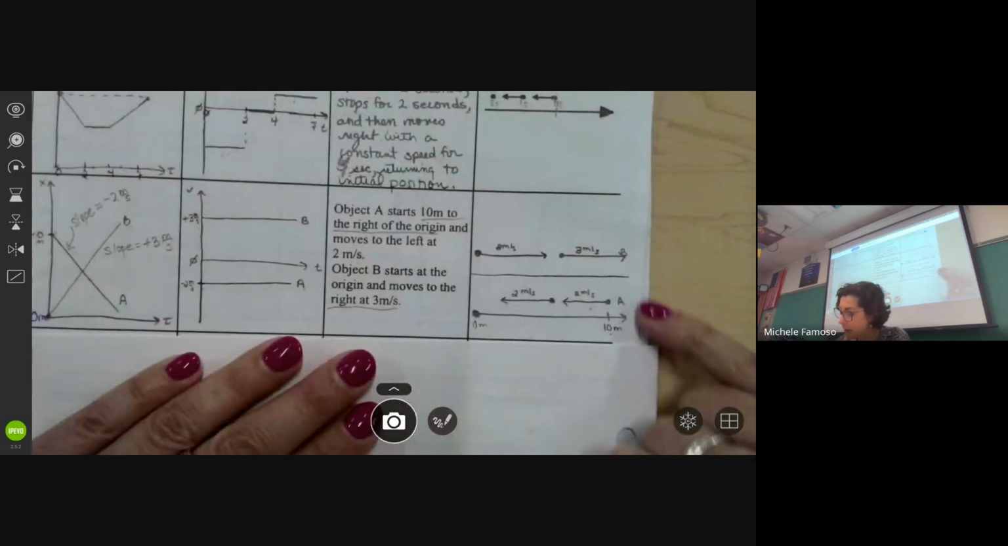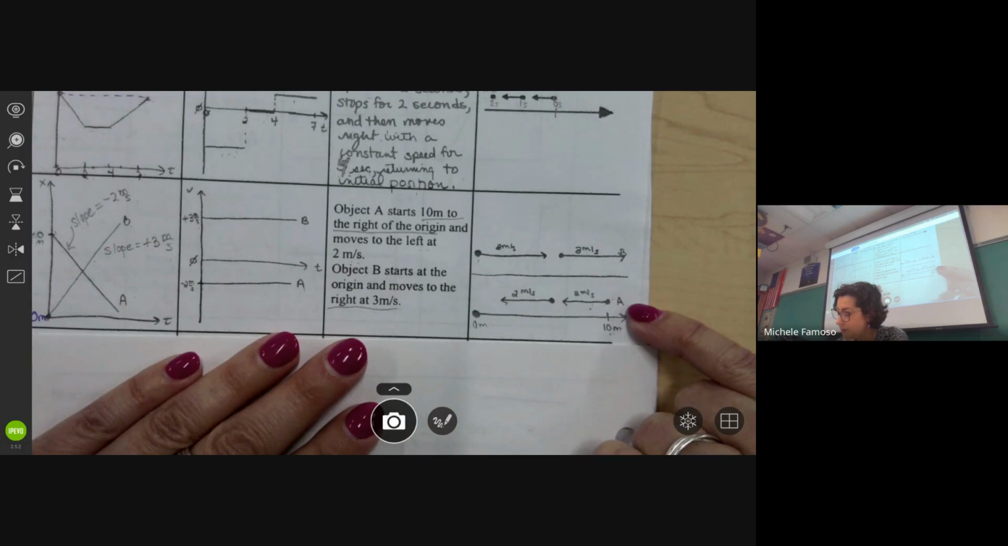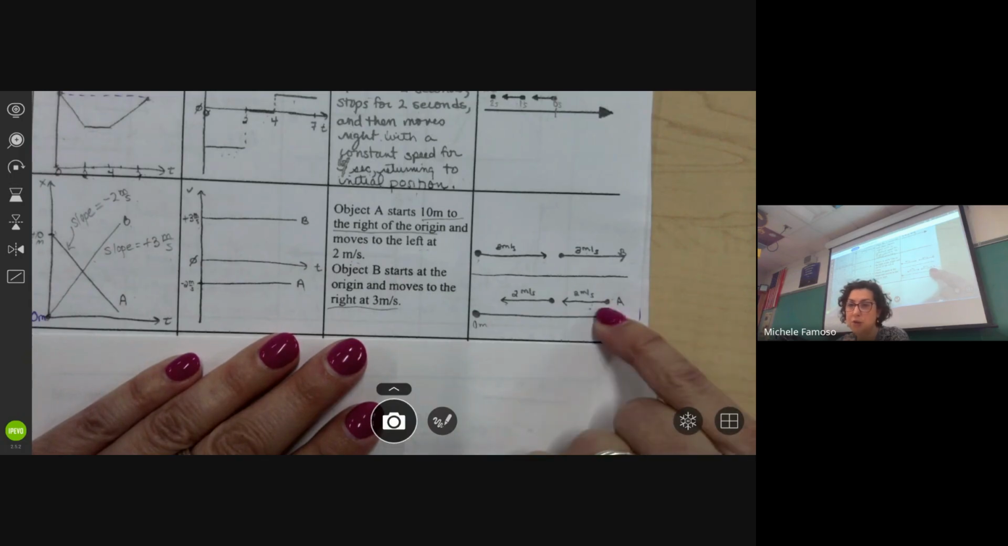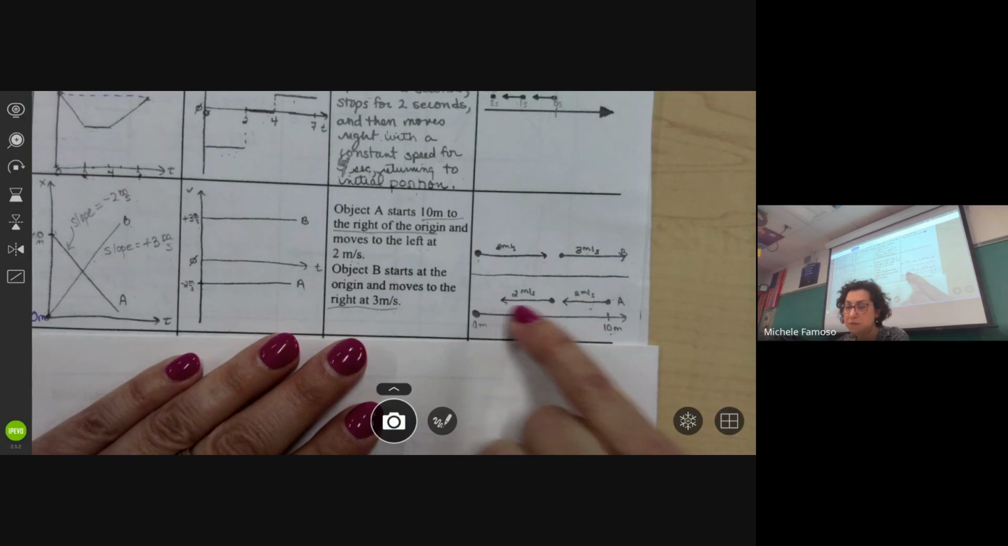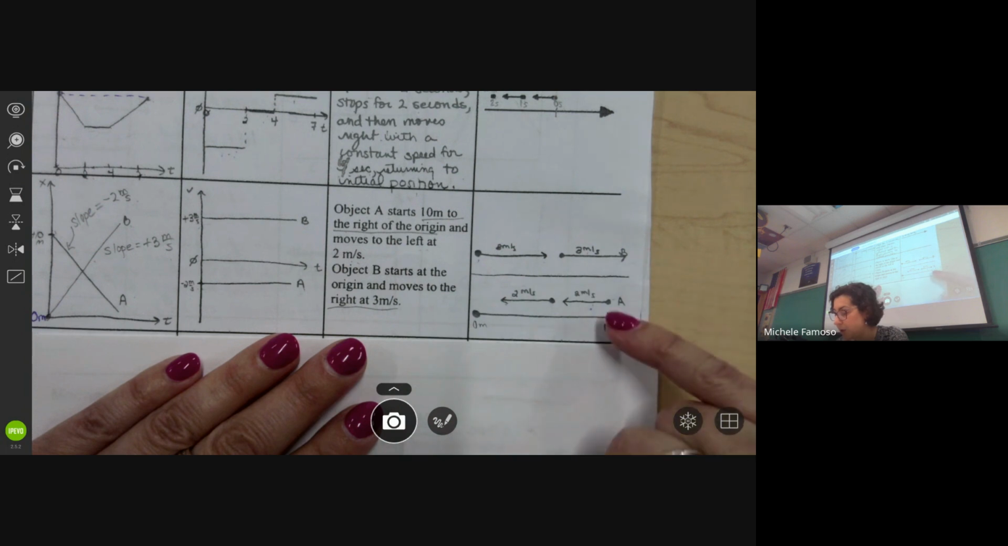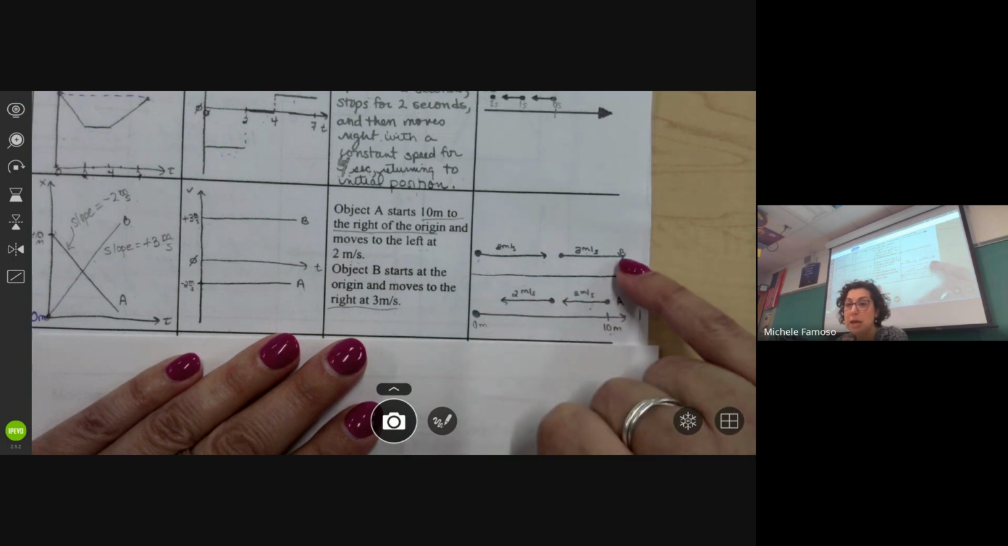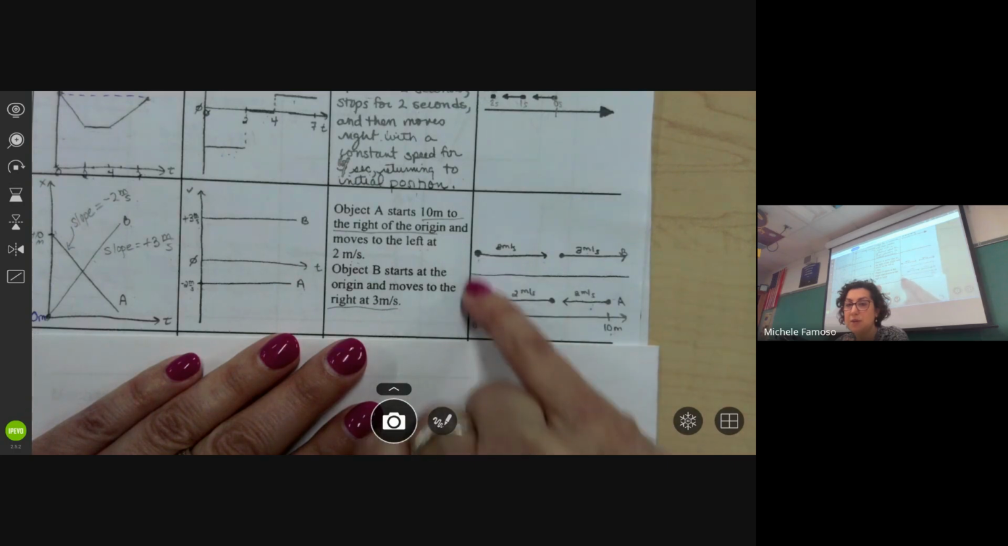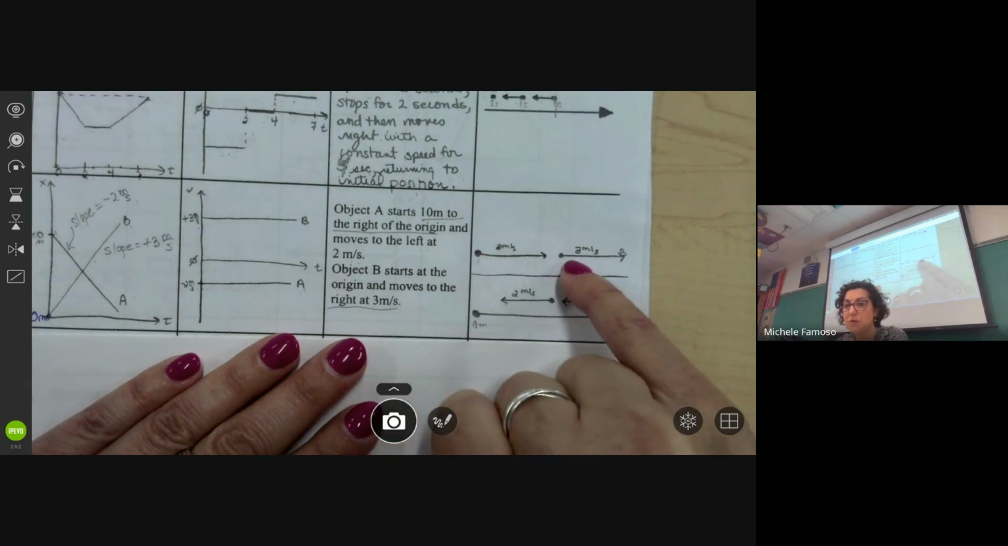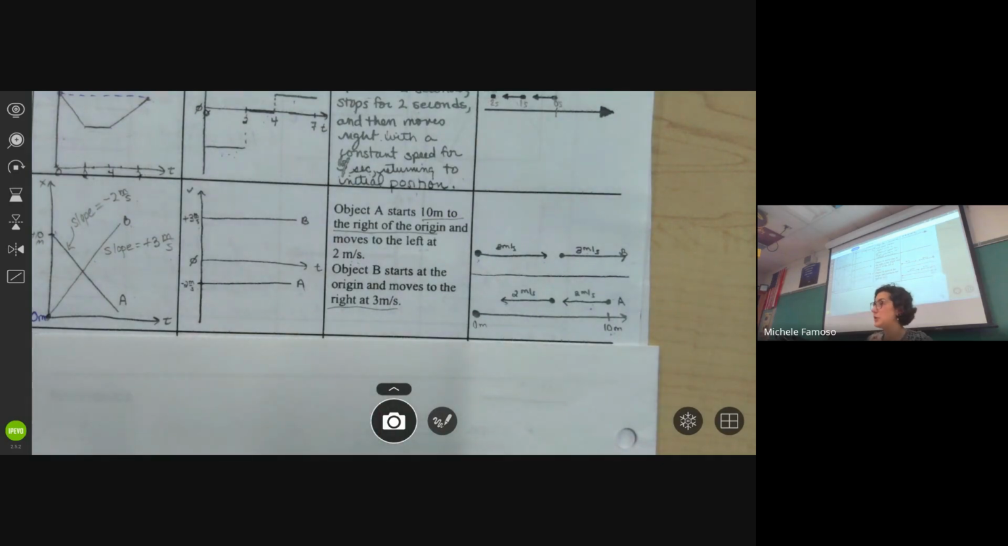And my motion maps look like this, where object A is starting at 10 meters with 2 arrows to the left at 2 meters per second. Actually, the number of arrows really doesn't matter. You could have had multiple. And then B is starting at the 0 meter position with arrows pointing to the right, which are 3 meters per second in length.